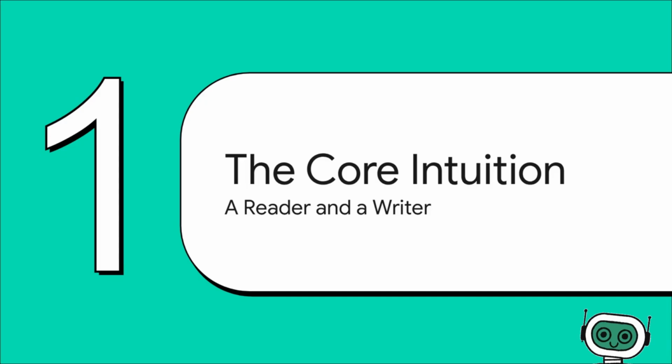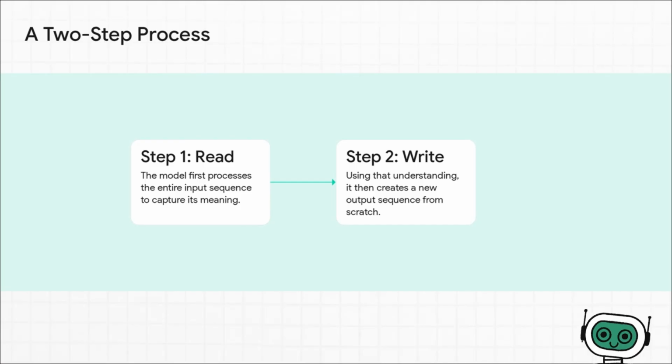Okay, the best way to get the intuition here is to just forget the technical jargon for a moment. Instead, let's imagine a human translator who has two jobs, a reader and a writer. First, our translator reads the entire sentence they need to translate, start to finish. They're not writing anything down yet. Their only goal is to completely absorb the meaning. Once they feel like they've understood it, they put the original text aside, and only then do they start writing the translation. And they do it from scratch, based purely on their understanding. This two-step process, read then write, that's the whole essence of a seq-to-seq model.